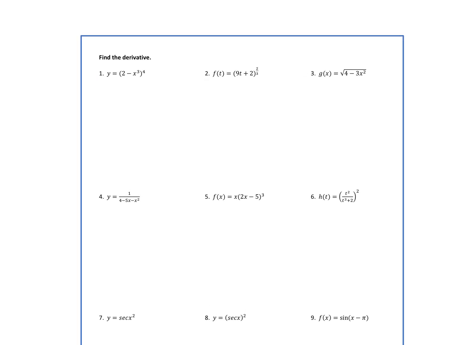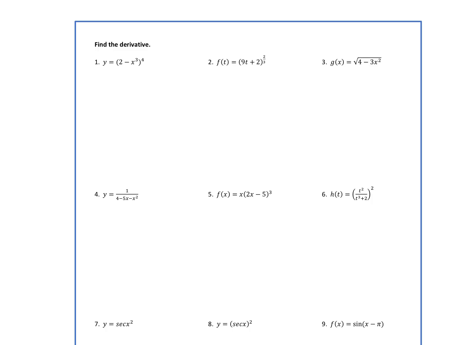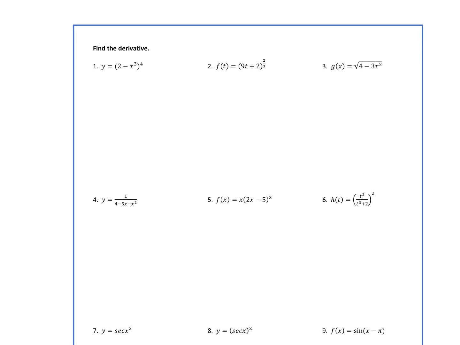Number 1, find the derivative. This would be something where we don't want to have to FOIL this out 4 times and then take the derivative. You could do it, but chain rule will work. So this is how it works with an exponent.